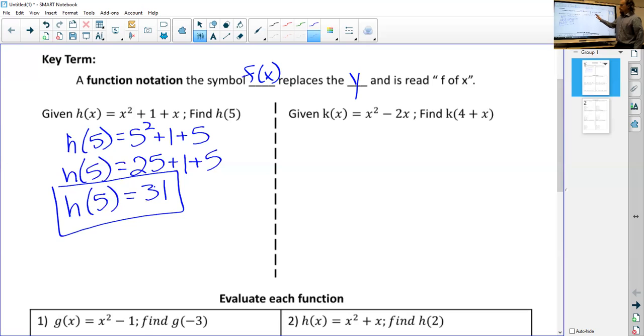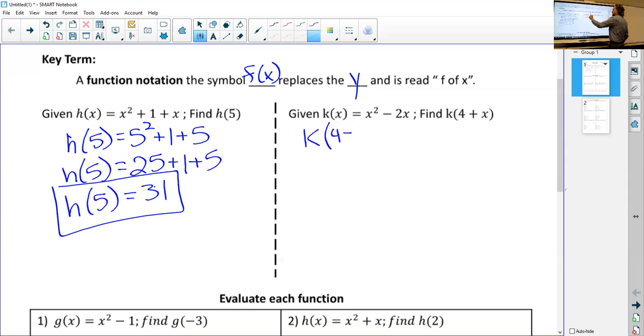Okay? So it's going to give you a function, it's going to give you a value to put into that function, and then you're just going to simplify. So these ones are nice and simple. On the back half, it's a little bit more complicated because you notice it says k of x is x squared minus 2x, and we want to find k when it's 4 plus x. So it's the same basic idea, just a little bit more complicated as far as how we simplify. So anytime we see an x in this function, we're going to replace it with 4 plus x.